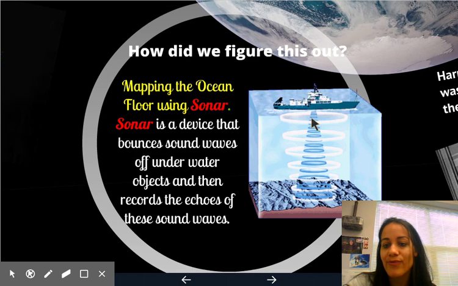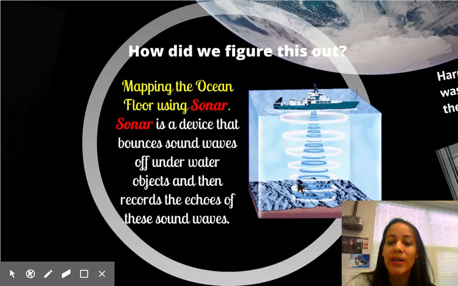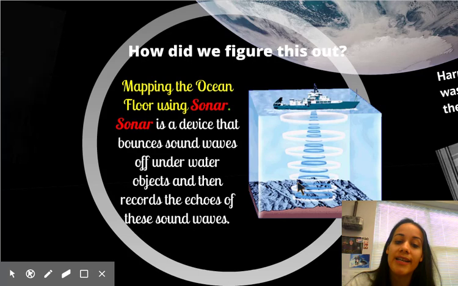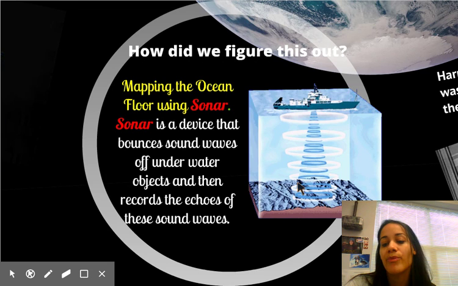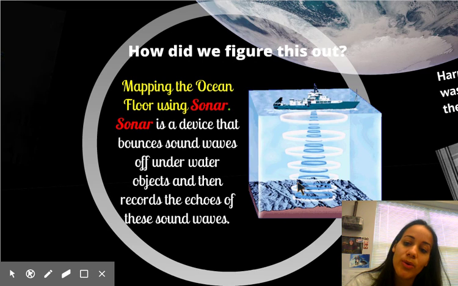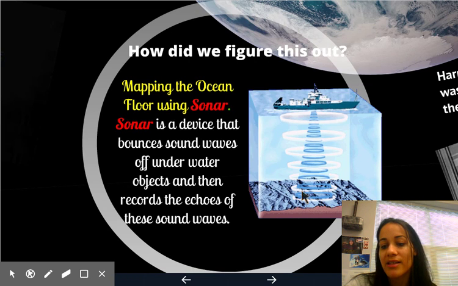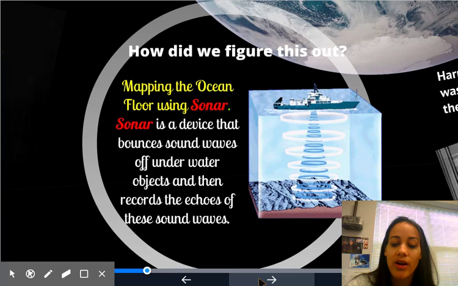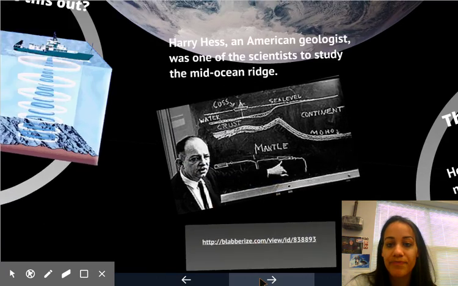We haven't really explored much of the ocean floor physically, but we can detect a whole lot just by using sonar. Sonar is a device that bounces sound waves off of underwater objects and then records the echoes of these sound waves. Depending on how the waves bounce back towards the sonar devices, we can map out the ocean floor, and we can see all the different mountains and ranges. All of those things are able to be detected through the use of sonar.